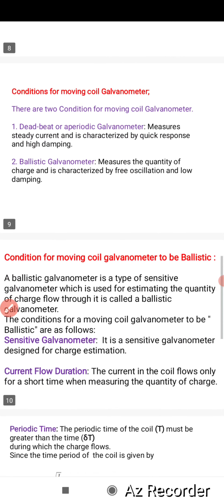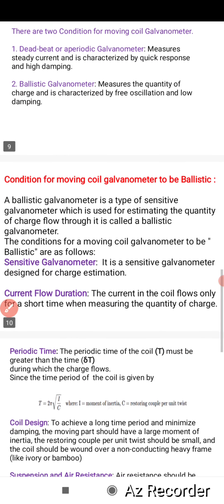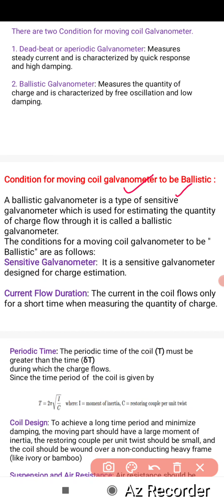So now we see the condition for a moving coil galvanometer to be ballistic. Ballistic is a type of sensitive galvanometer which is used for estimating the quantity of charge flow through it. It is called a ballistic galvanometer.